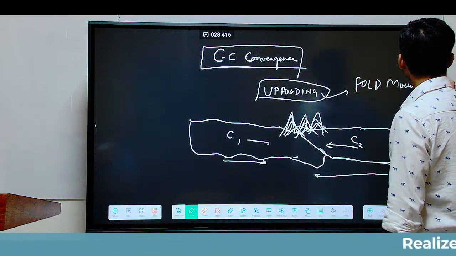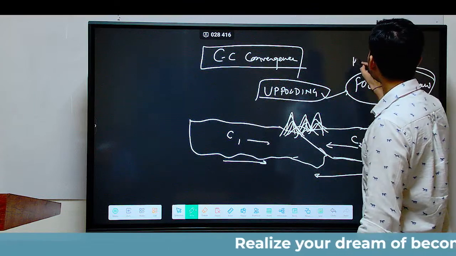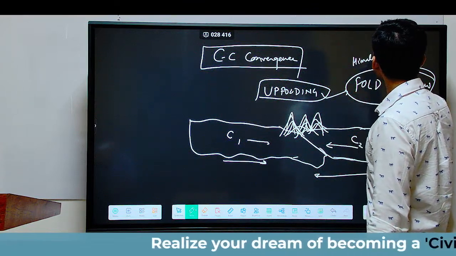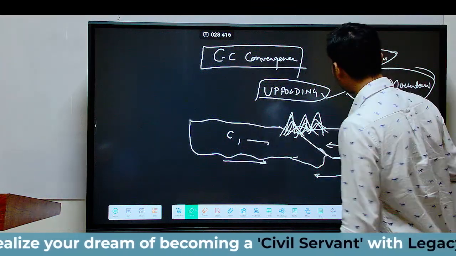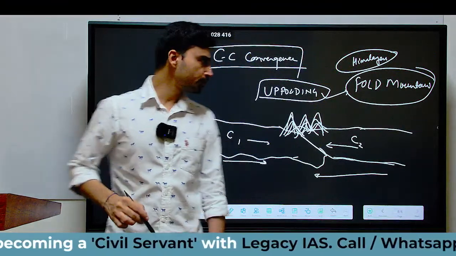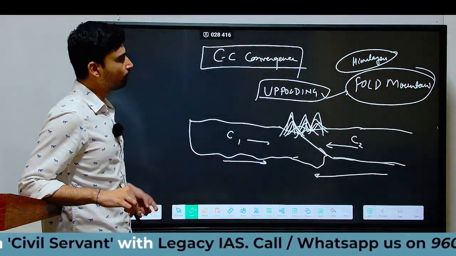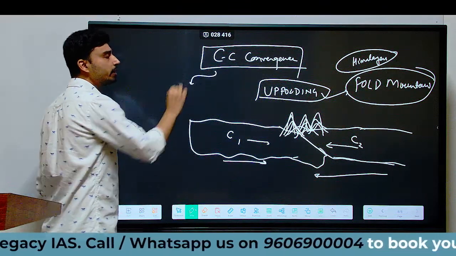So, we have the formation of fold mountains, the best example of which is obviously our Himalayas. The Himalayas are an example of fold mountains that formed due to this kind of convergence, that is continental convergence. So, CC convergence leads to the formation of fold mountains. Now, obviously, what kind of geophysical phenomena can you expect to take place here?